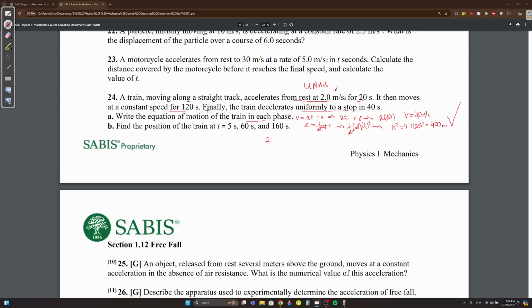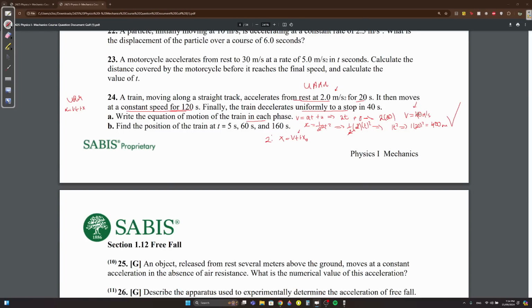Phase 2. Phase 2, it's at a constant speed for 120 seconds. So we took the speed 40 and we say it's constant. When you have constant speed, that is uniform rectilinear motion (URM), and in URM we only have one equation, x equals Vt plus x naught. So for phase 2, we have x equals Vt plus x naught. What is our x naught in phase 2?